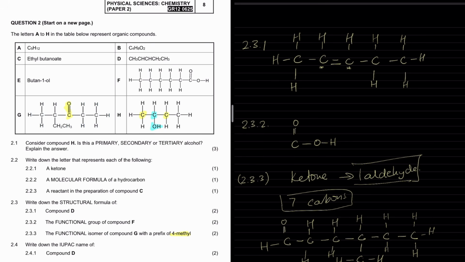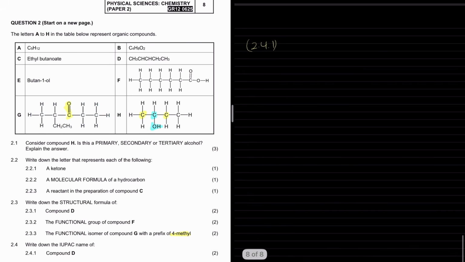The rule when you're naming an alkene is you number from the carbon closest to the double bond. So we're going to number it this way: 1, 2, 3, 4, 5. This is going to be a pent, because there are 5 carbons in there. The double bond is on the second carbon, so pent-2-ene.